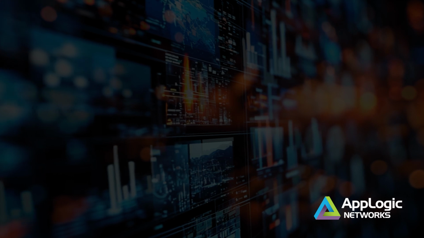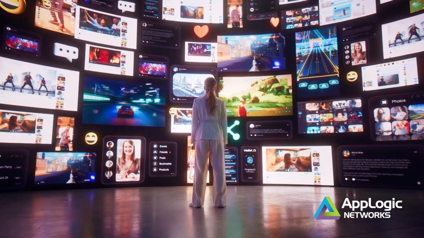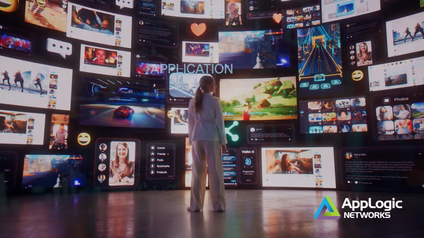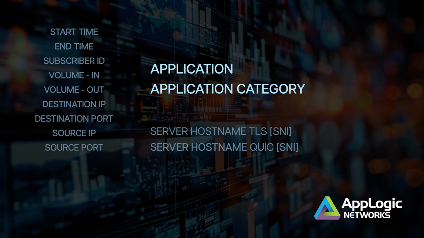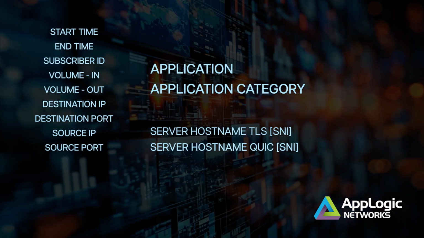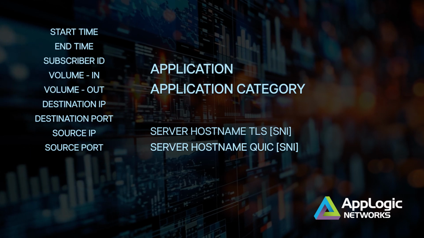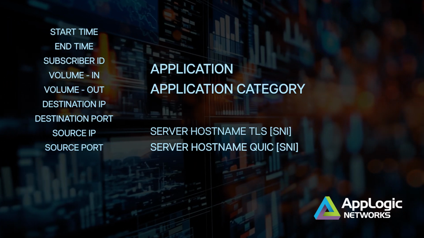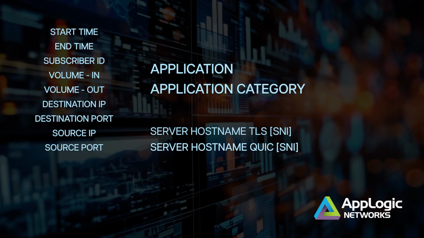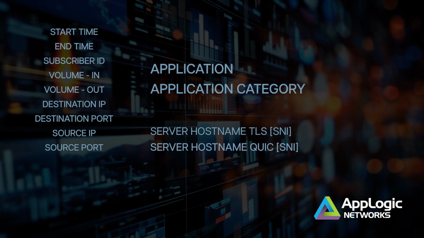So what's missing from this is the app. And that's what AppLogic Networks brings to the picture. So we have app and app category as 2 new fields in this data. And now all of a sudden, the data becomes infinitely more useful for not just marketing, but churn analytics and operations centers, customer care executives. And it doesn't stop there.